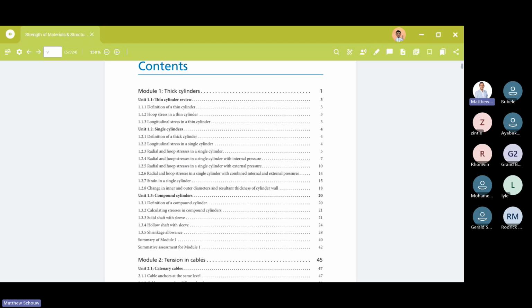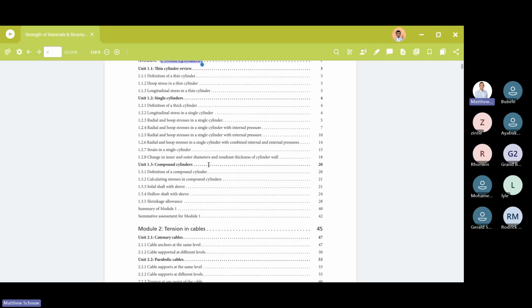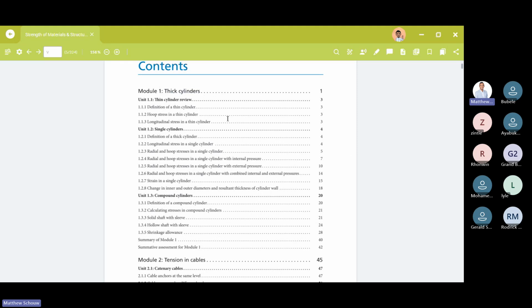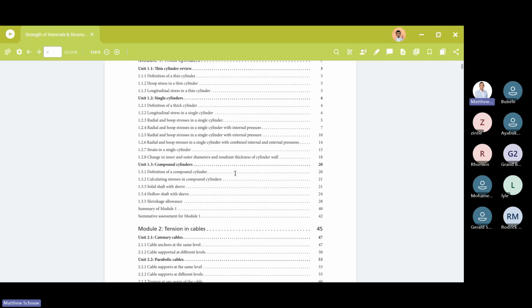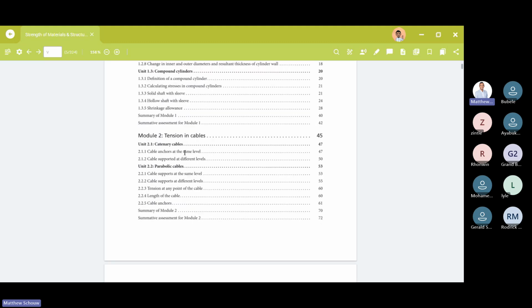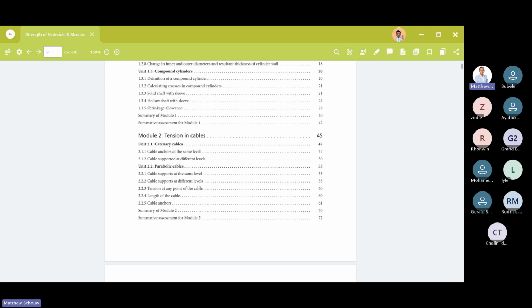Cool. So N6 is in fact a continuation of N5, and these are the modules you're going to have to know. Module one, which we are starting on today, is thick cylinders, a continuation of something called thin cylinders. We have tension in cables, which is a completely new section on its own. And you can see that's quite small.